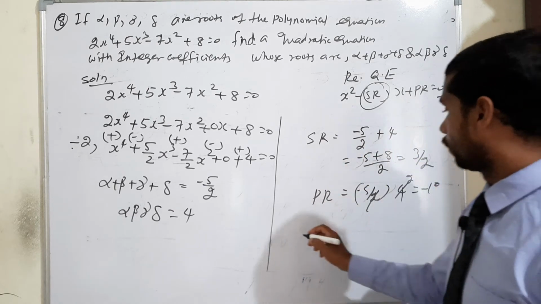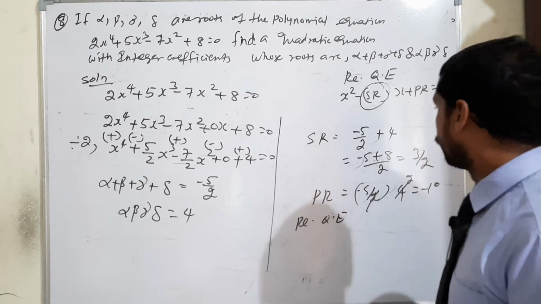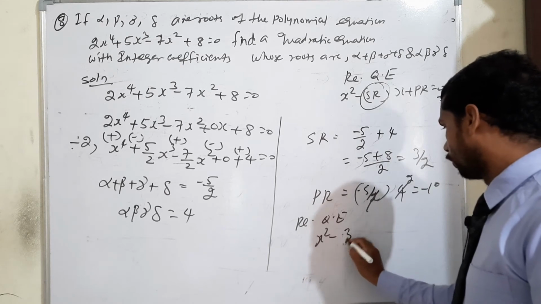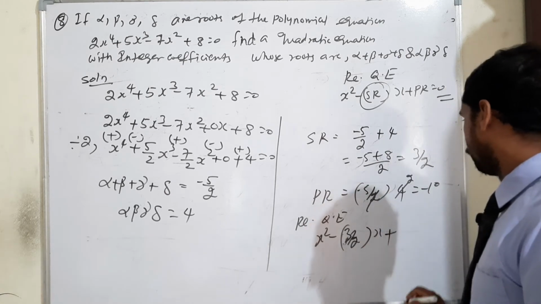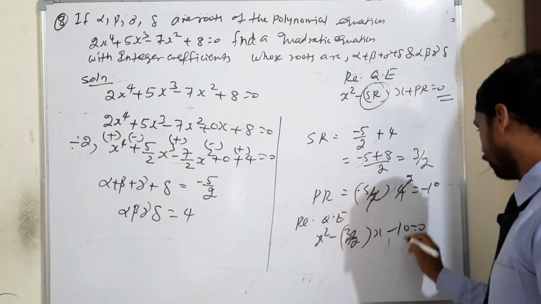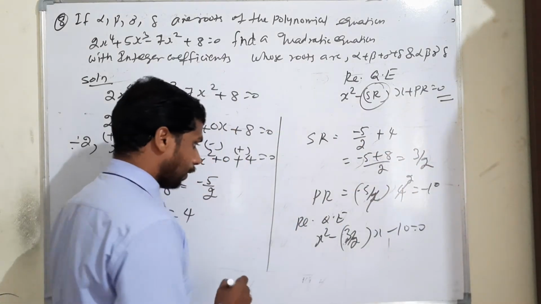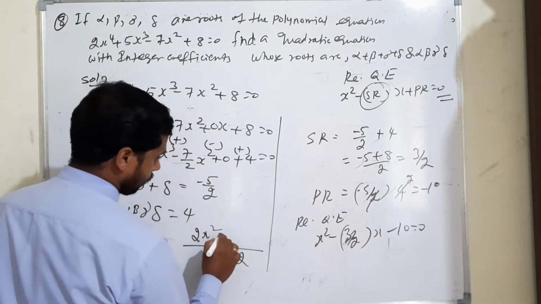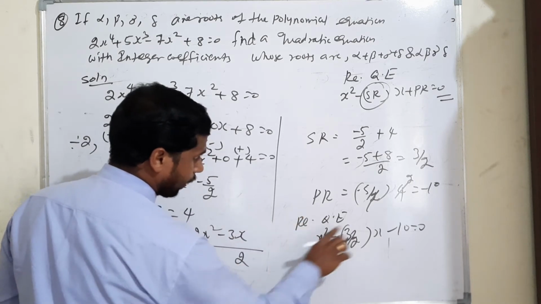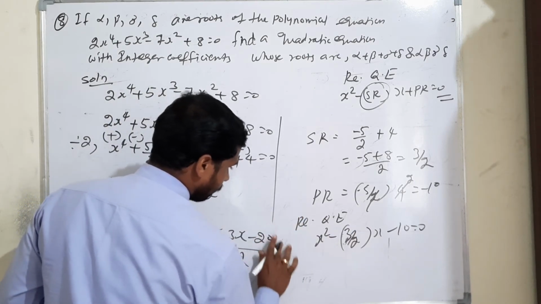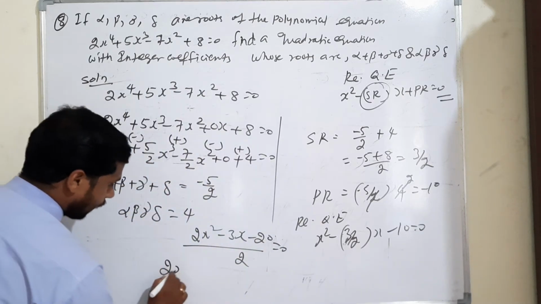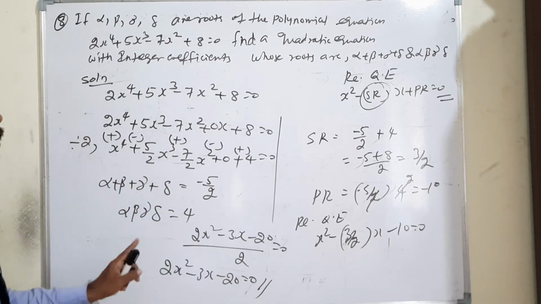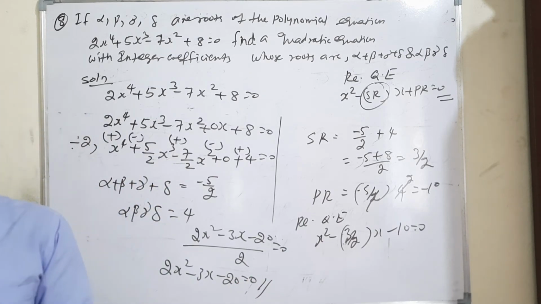Therefore, the required quadratic equation is x square minus sum of roots, 3 by 2, into x plus product of the roots, minus 10, is equal to 0. Now consider the common denominator 2: 2x square minus 3x, last condition minus 10 into 2 means minus 20, is equal to 0. Therefore, cross multiply means final answer 2x square minus 3x minus 20 is equal to 0. This is the answer for question number 8. Okay, I will continue with the next question.